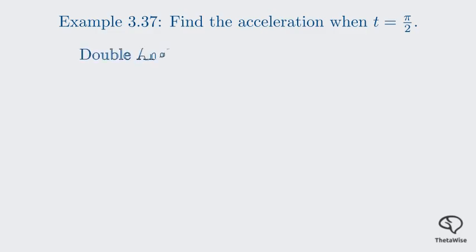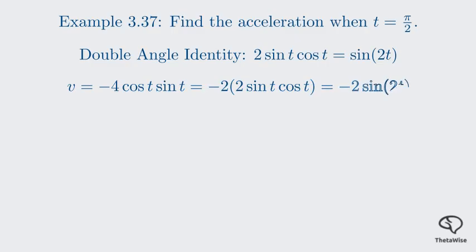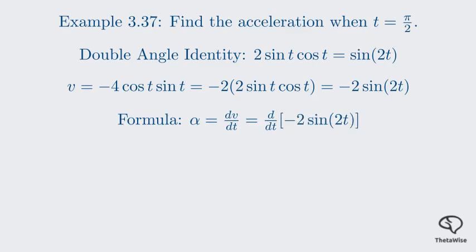Recall the double angle identity for sine: 2 sine t cosine t equals sine of 2t. We can rewrite v as negative 2 times 2 sine t cosine t, which is simply negative 2 sine of 2t. This is much easier to differentiate. Now, acceleration is the derivative of this simplified velocity. We use the chain rule again. The derivative of sine of 2t is 2 cosine of 2t. Multiplying by the negative 2, we get our acceleration function, a equals negative 4 cosine of 2t.